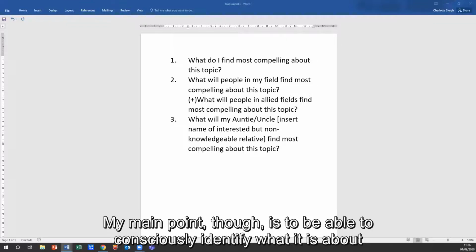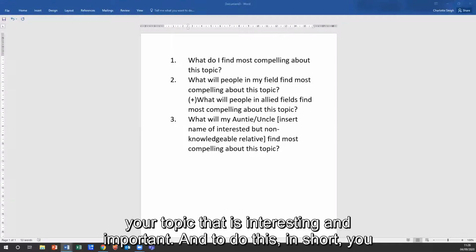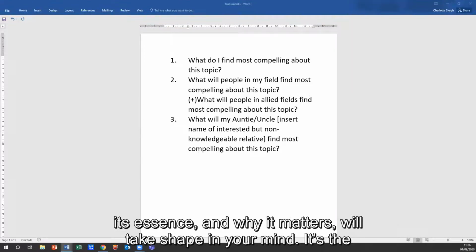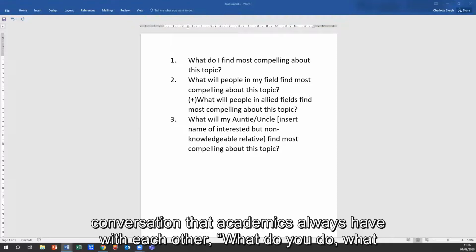My main point, though, is to be able to consciously identify what it is about your topic that is interesting and important. And to do this, in short, you must talk, talk, talk. The more you chat to people about your research, the more its essence and why it matters will take shape in your mind. It's the conversation that academics always have with each other.